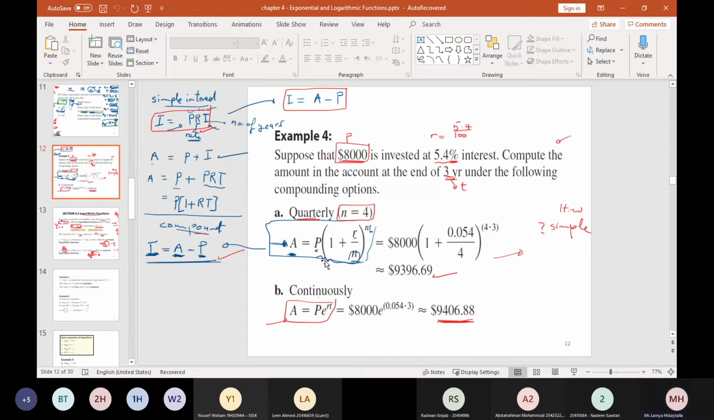Or if n has other values, like quarterly, half, every 6 months. So you're going to divide here over 2 if it is half of the year, correct? And here times 2. Okay, and if it was just yearly, for the whole year, of course n is going to be 1, and then you substitute in the formula to get the future value.